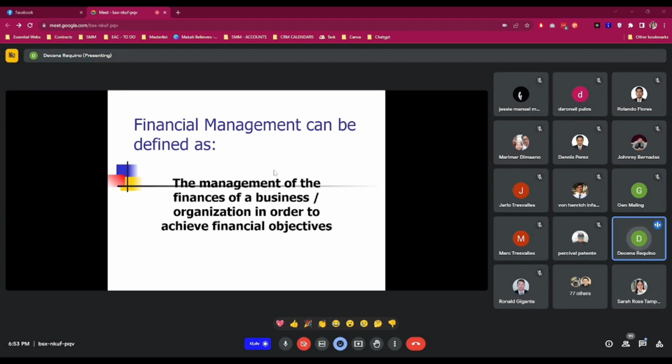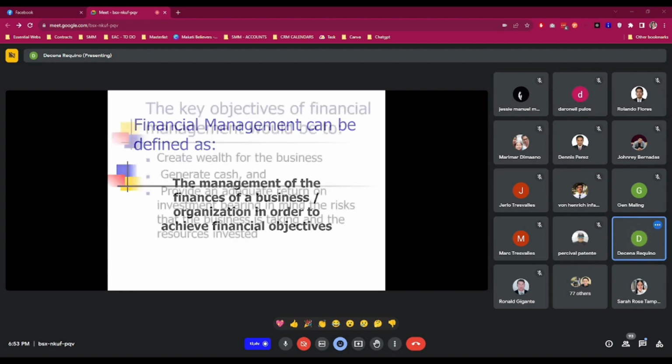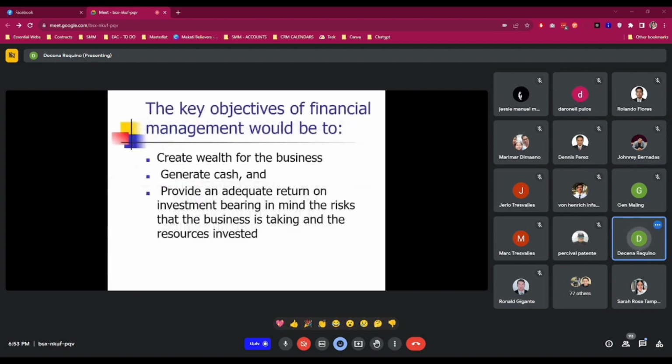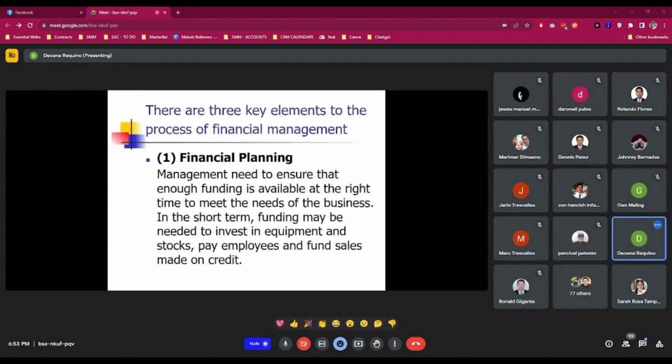Yung financial management can be defined as the management of the finances of a business or organization in order to achieve the financial objectives. The key objective of financial management would be to create wealth for the business, to generate cash, and provide an adequate return on investment, bearing in mind the risk that the business is taking and the resources invested. There are three key elements to the process of financial management.